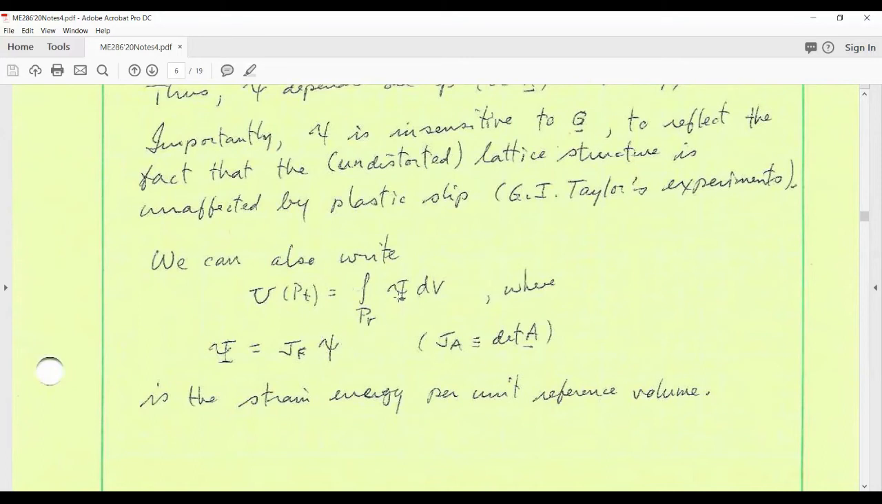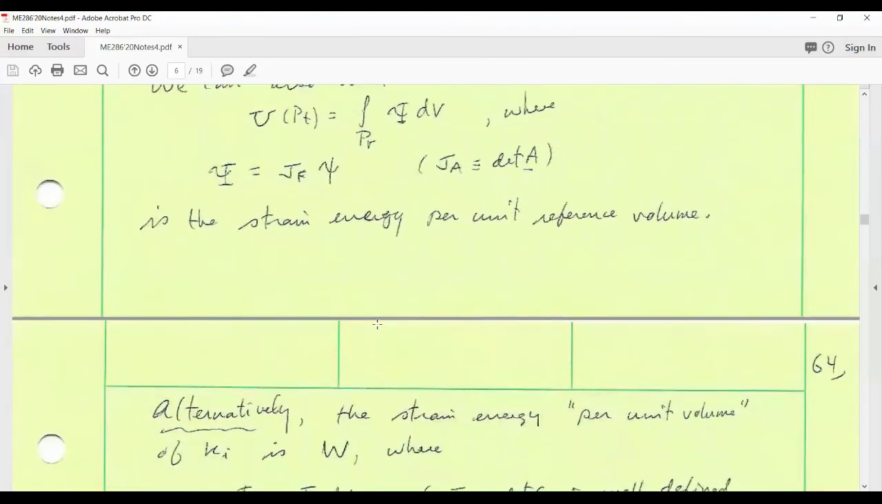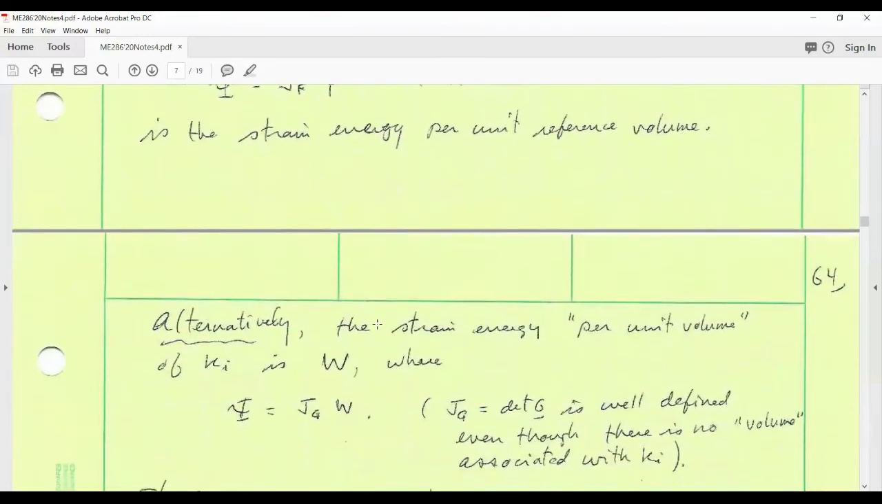If we insist on having a measure of strain energy per unit reference volume, then we're stuck with this factor J sub F, the determinant of F. The only reason we would make that insistence is, for example, in the mechanical and energy balance, we need a material derivative of U, and for that purpose it's more convenient to operate on a fixed domain. So this is just a definition of strain energy per unit reference volume.